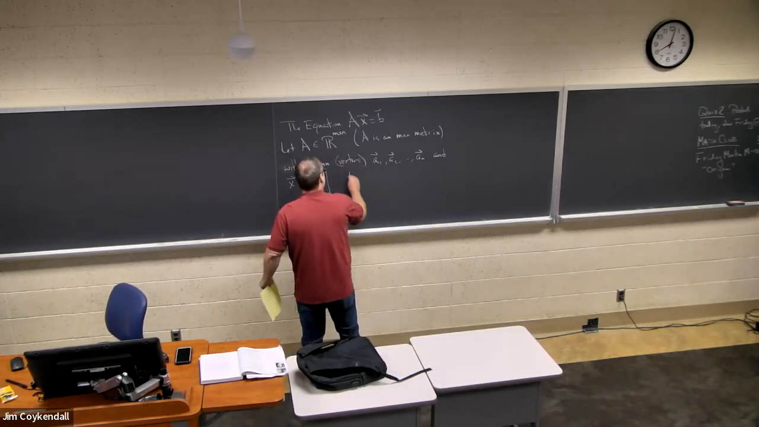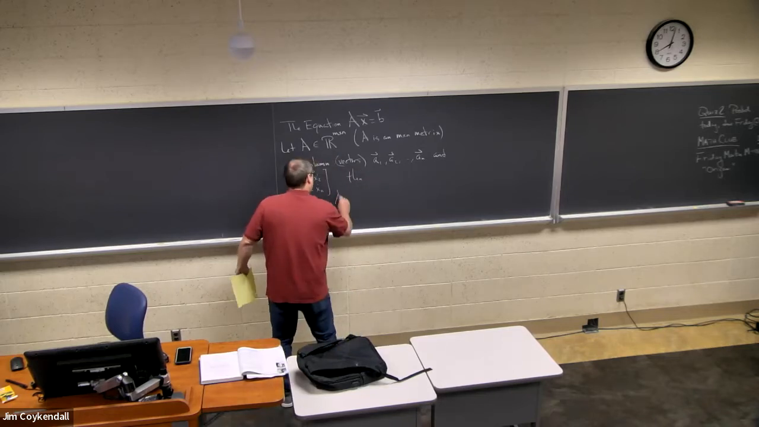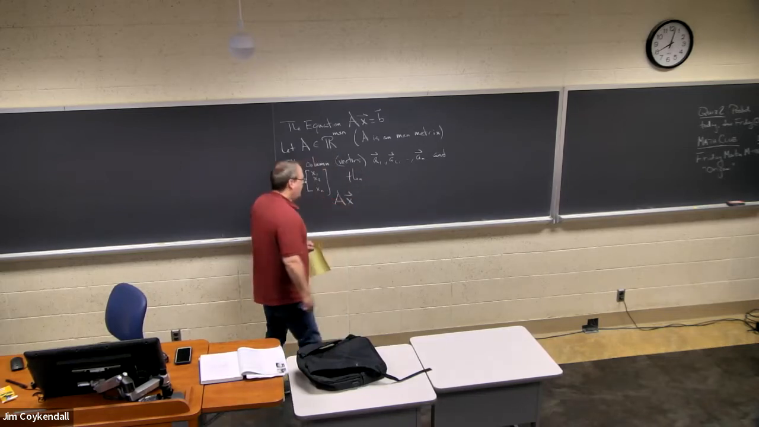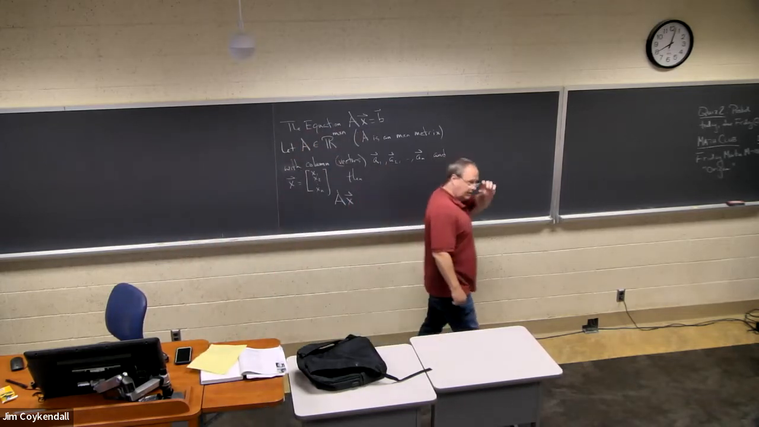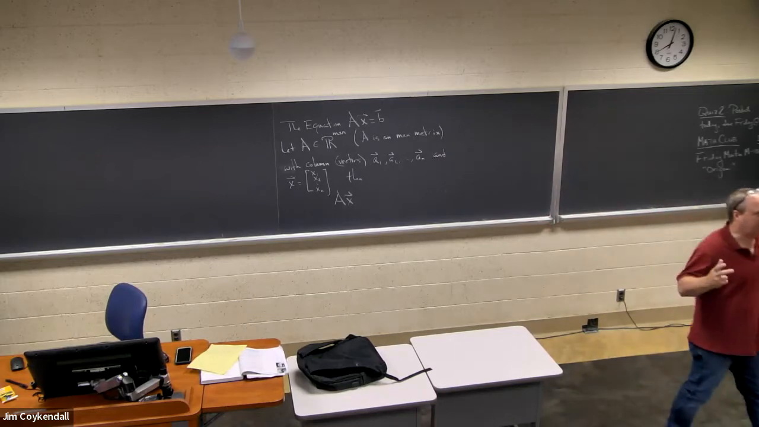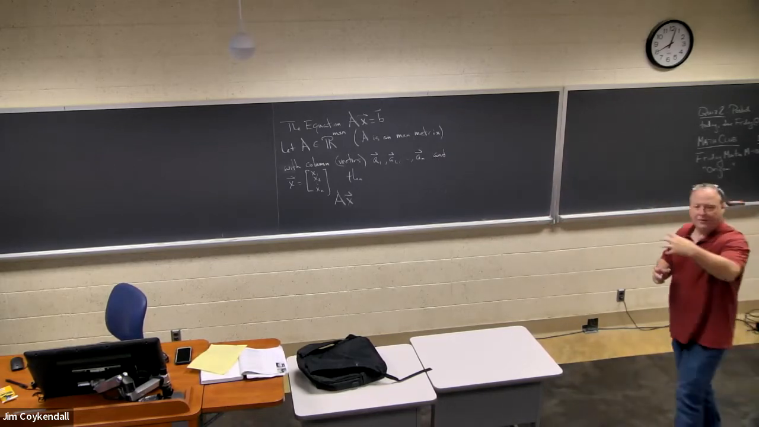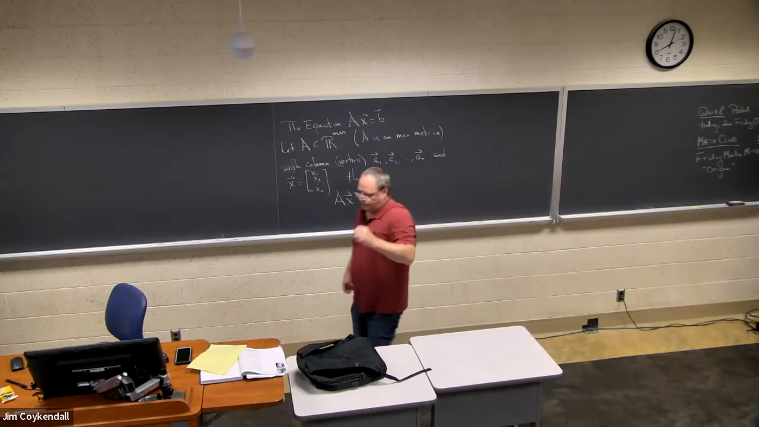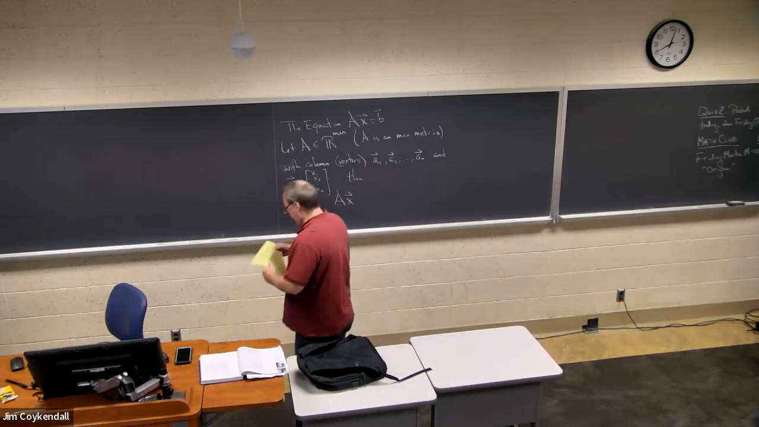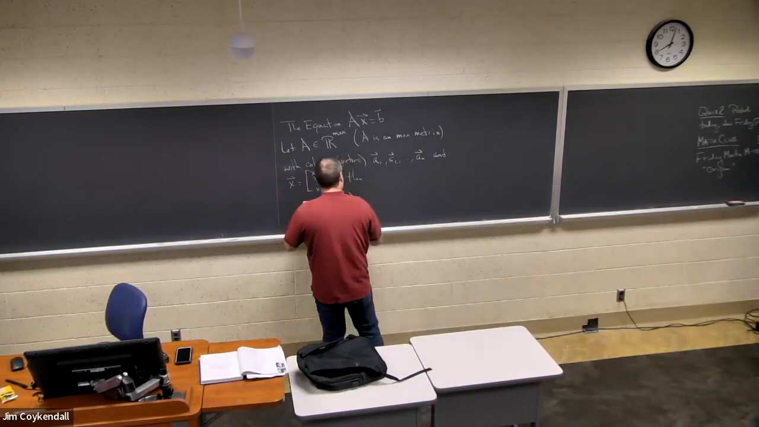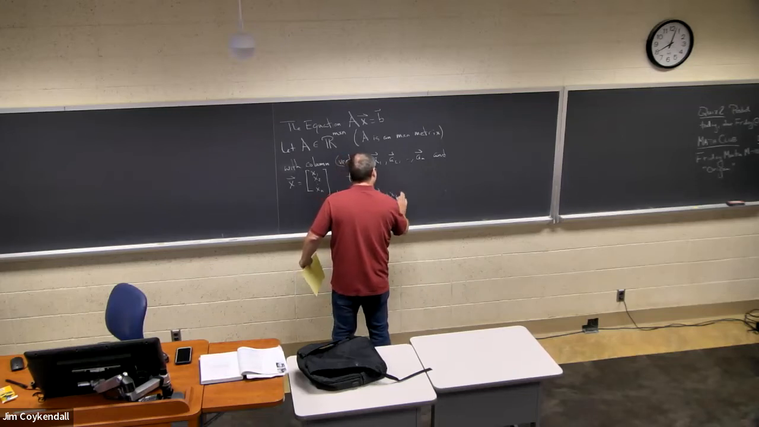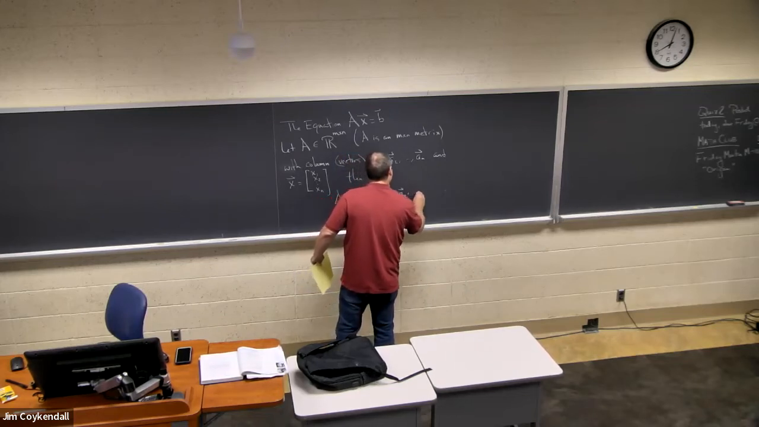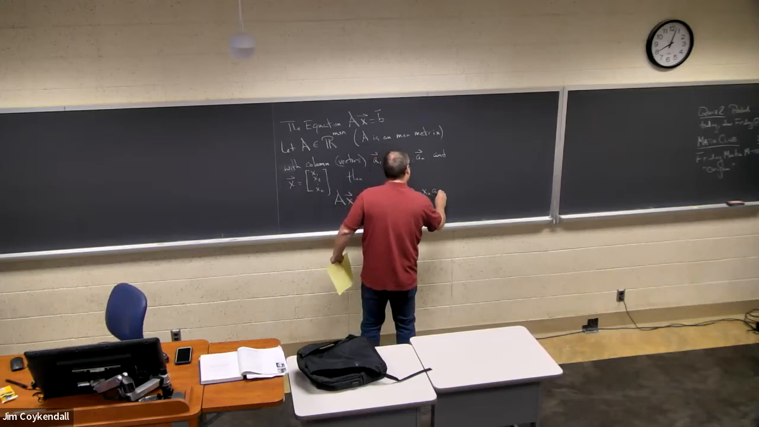Then Ax, so this is kind of the theme of our section. What does it mean for me to take this matrix A times this column vector x? This is the same thing as x1 times the first column plus x2 times the second column, all the way up to xn times the nth column.